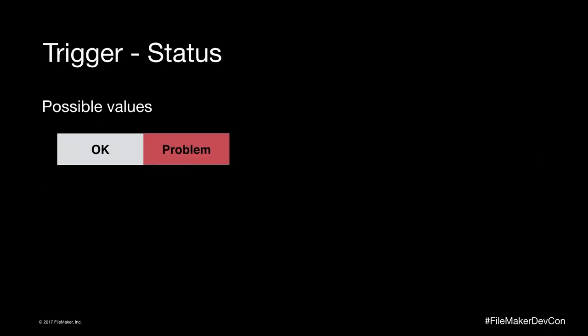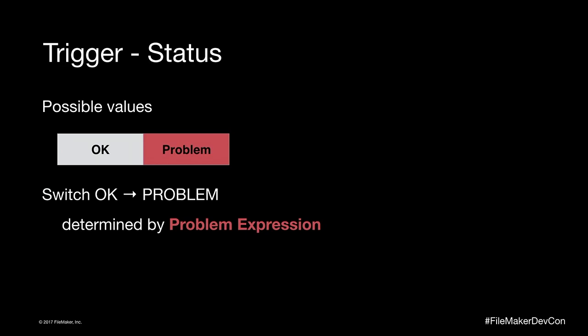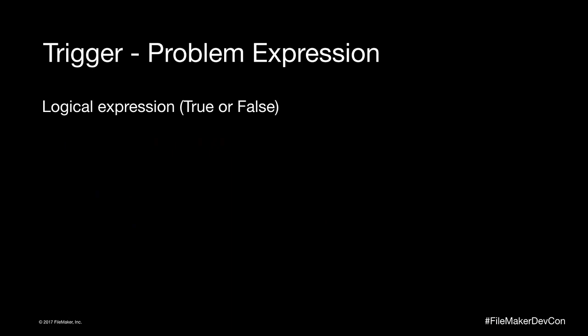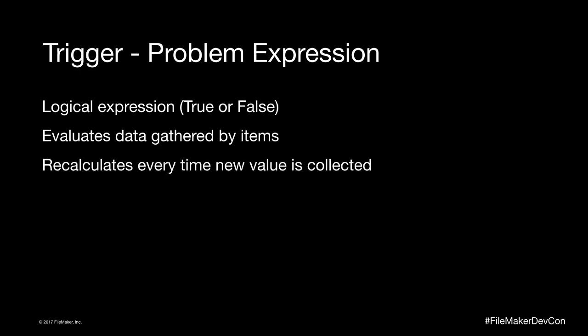The trigger will also have a status. At any given point in time, it'll be in one of these two statuses. It'll start off as OK, and it'll switch to the problem status as determined by the problem expression. An analog to the expression in the FileMaker world would be a FileMaker calculation. This is something that you would specify. It would need to return a Boolean result, either true or false. True would indicate that there is a problem. The expression would be based on data gathered by the items that we've defined earlier, and it would recalculate every time a new value is collected for that item.